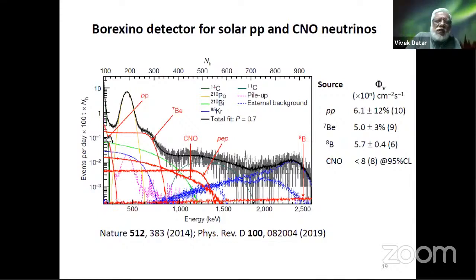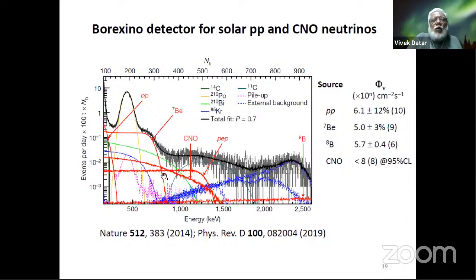So this is the contribution from the PP neutrinos, but you can see the overwhelming background of carbon-14 decays. This is the background due to carbon-14 decays, and also there is polonium. The carbon-14 background is this green. Polonium-210 is this peak here that you see. This is due to alpha decay. Bismuth-210 is this green line, this one.